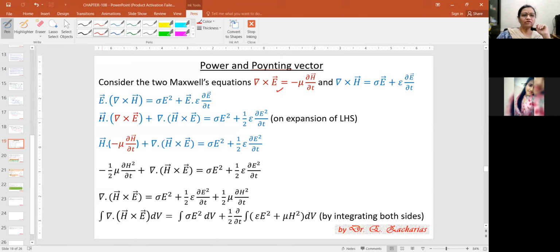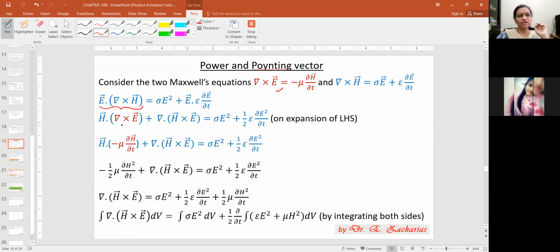Okay, the next line what we have done is we have just expanded the left hand side. When you expand the left hand side, you're getting H dot del cross E. I'm sure you know this formula, A dot del cross B. Okay, so that's what we have done here. So it is H dot del cross E plus del dot H cross E. Okay, and straight away you should be able to realize that you're going to get scalars on the left hand side of the equation. And on the right hand side again, it's going to be scalars only.